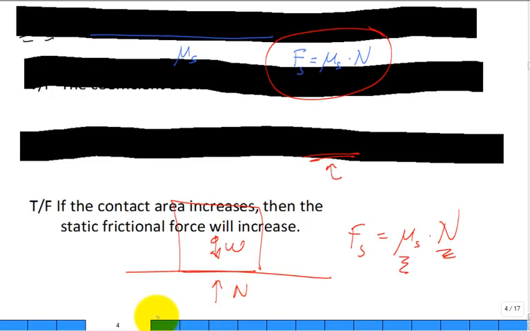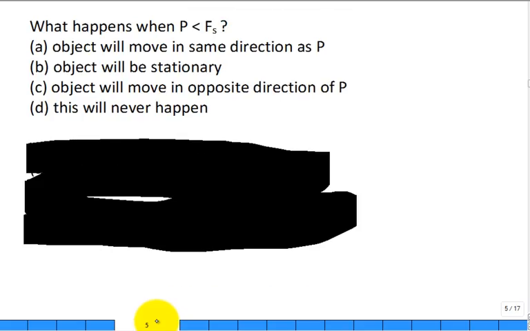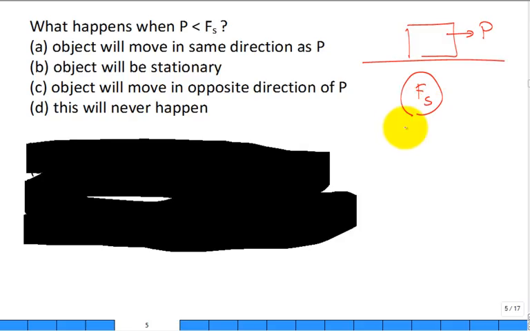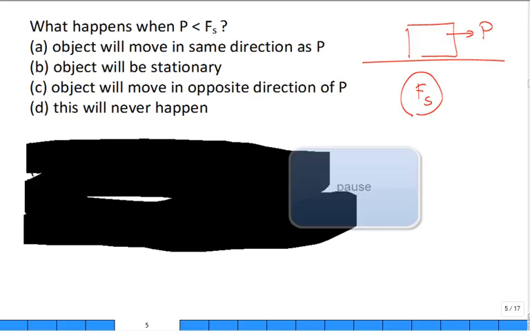All right. Let's go back to our problem. Here's our system. It's a block sitting on a surface. The surface is not moving. The ground is not moving. And you're going to load it with P. That's our notation, P is our load. What happens when P is less than F of S? What again was F of S? The limiting static frictional force. All right, let's go ahead. What will happen when that is true?